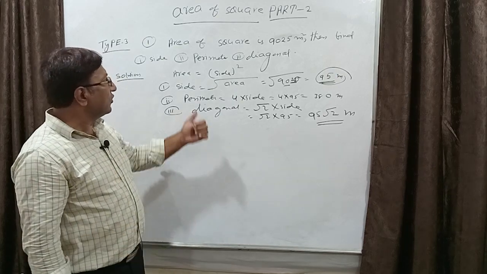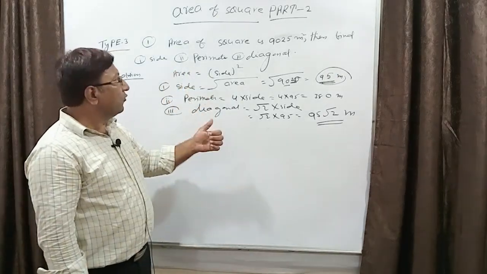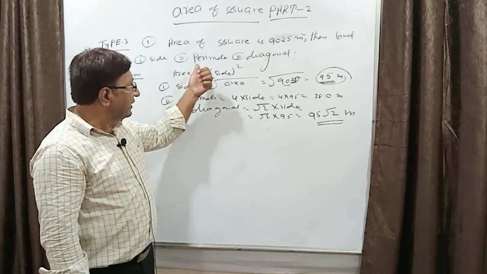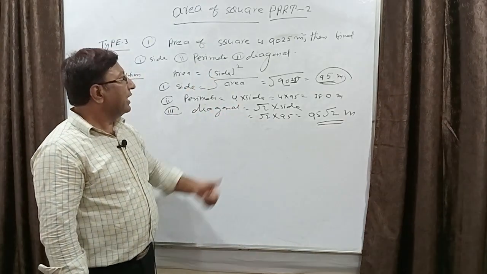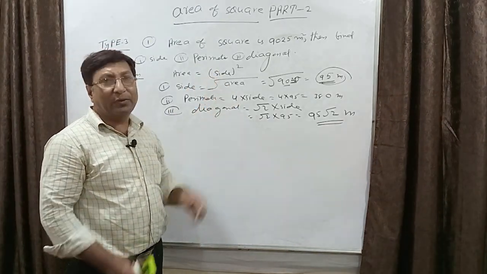In this way we can solve any part that is given. First you find the side, and then if they need the perimeter, 4 into side. If they need the diagonal, that is root 2 into side.